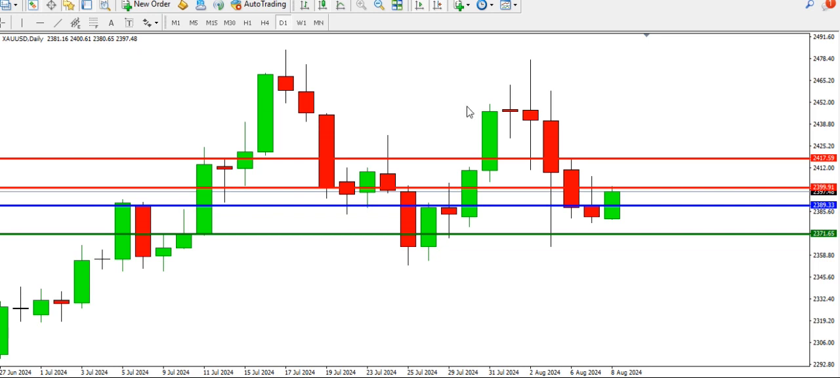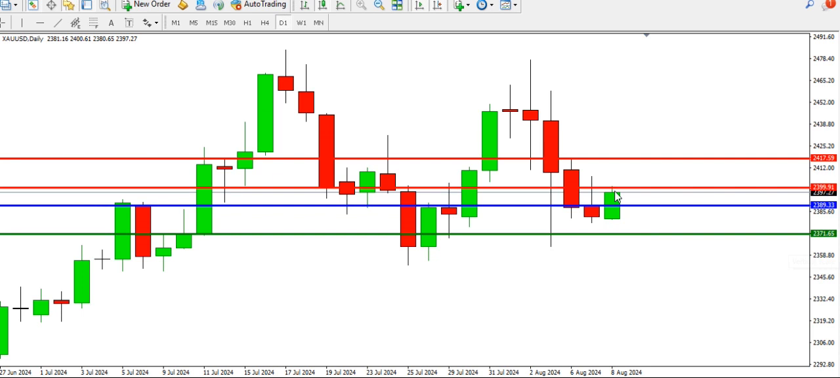Analysis. I have the pivot line at 2389.33, and I have the first resistance at 2399.91. Now price opened below the pivot line, and price crossing above the pivot line has just tested the first resistance. Of course, we have the first support at 2371.65.